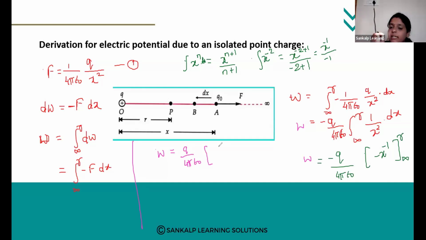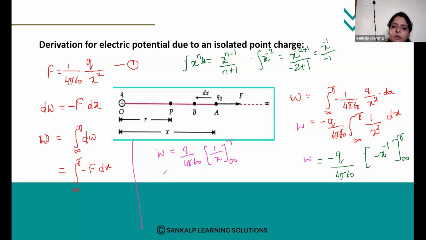The minus is gone, but what is remaining is x raised to -1. So how can we write x raised to -1? Can I write it as 1/x? Right? X raised to -1 can be written as 1 divided by x. Right? Okay, students. There was a minus outside already, and minus into minus became plus. x to the power of -1 can be written as 1 divided by x, and here we have infinity and this is r.